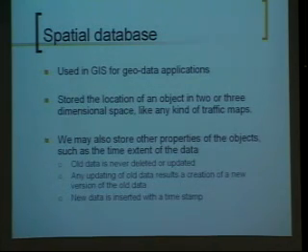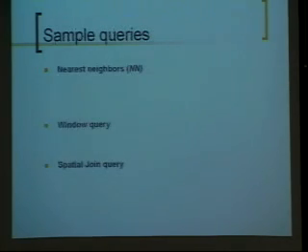Now I talk about the spatial database, which is the foundation of the GIS system. In the spatial database, we store the location of an object in 2- or 3-dimensional space, like any kind of traffic maps. We may also store some other properties of the object, such as the time extent of the data. Such a spatial database could support 3 types of queries.